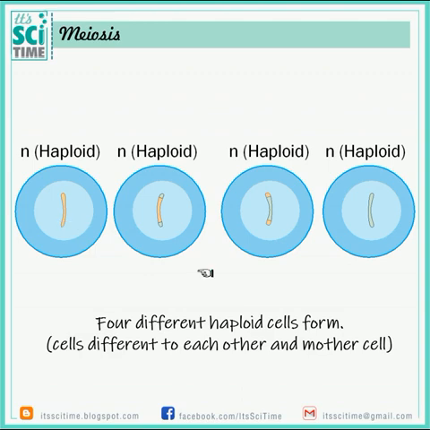This is the final result of the meiosis process. Four different haploid cells form. Cells are different from each other and from the mother cell. The mother cell had two sets of chromosomes, but the daughter cells have only one set of chromosomes, and that chromosome is also different from this one. If you compare the colors, you can see the first one brownish, this one green mixed with brown, brown mixed with green, and a green one. That means from the appearance also they are different. Actually four different n cells, haploid cells, result from meiosis.